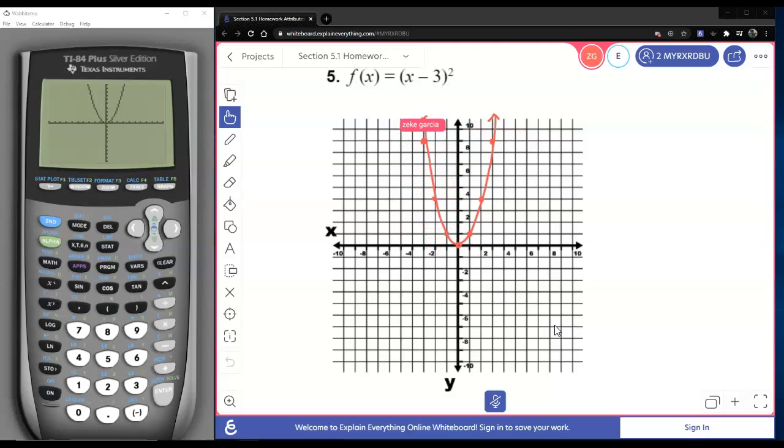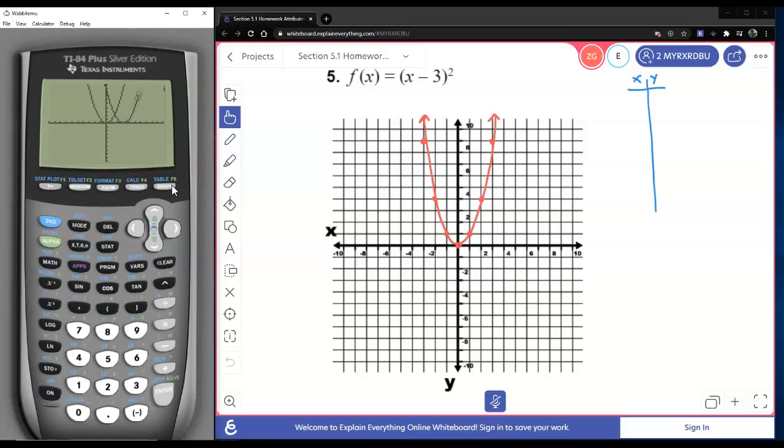So there's the parent function. So now I'm going to use blue as the new function. And just so we know what's going on, I'm going to leave the parent function there, and then we're going to go ahead and graph that new function that we have. So parentheses x minus 3 squared. I'm going to press graph. Remember the feature that I asked you about with that little circle. You want to use that circle there, and then it's going to tell you what's happening.